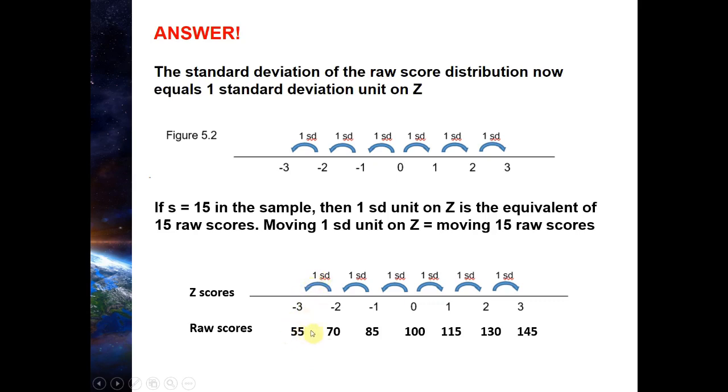And you're able to do that without a formula. Well, I gave you easy numbers to work with, okay? So we've got to take that into consideration. But you now are able to do this as long as you remember that 1 unit on Z, so 1 standard deviation unit, is the equivalent of whatever the standard deviation is in your original raw score distribution. I'm going to test you on this, going through the slides here, so we'll make sure that you understand it.